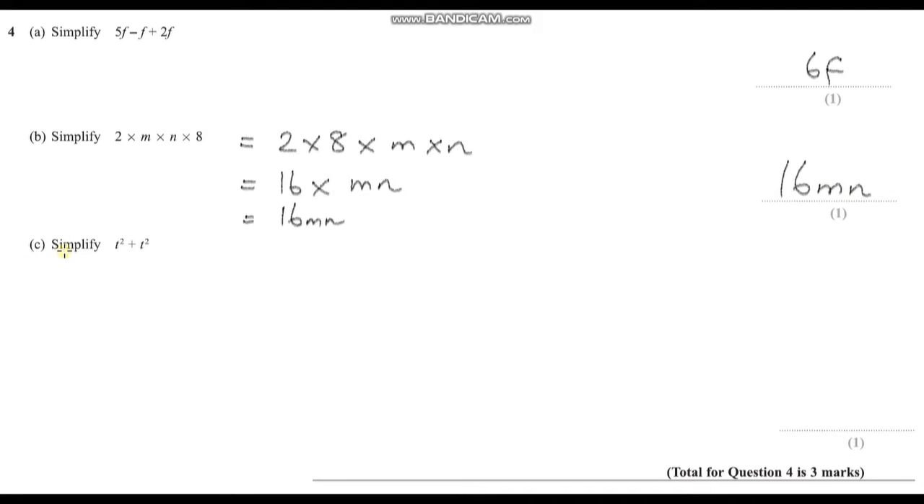And finally, part C, simplify t squared plus t squared. Well, this is very similar to this question up here. We're just adding together like terms. So in front of this t squared, that's just a 1. We just don't write it. So we've got 1 t squared plus another t squared. Well, how many t squareds does that give us? Well, it gives us 2 t squareds. So that is our answer.